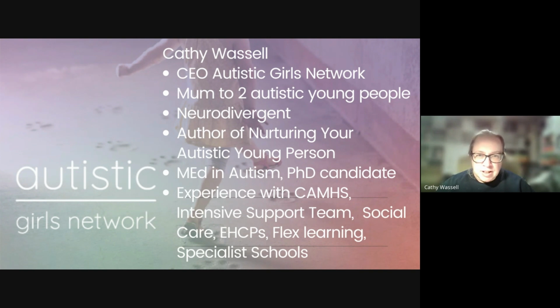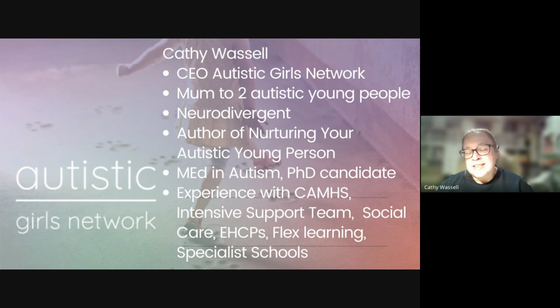My name's Kathy Wassell and I run Autistic Girls Network charity, which is a very tiny charity that supports autistic girls and women and their families and campaigns for earlier diagnosis, because girls are diagnosed on average 6 years later than boys. I've got 2 autistic young people of my own, autistic and otherwise neurodivergent, and I am neurodivergent myself. I also have written a book called Nurturing Your Autistic Young Person. I have a master's in autism and I've just started a PhD, and my PhD is actually on something which I've got a slide for in a couple of slides.